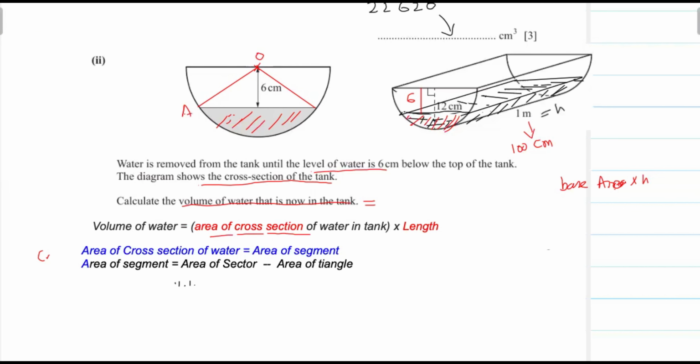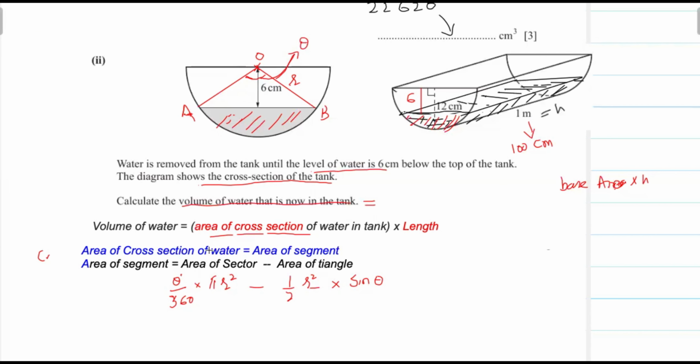Now the area of this sector OAB minus area of triangle OAB. To find the area of the sector, the formula is theta over 360 multiplied by pi r squared, and the area of the triangle is 1/2 r squared, this is r, into sine of angle theta. This is the angle theta.